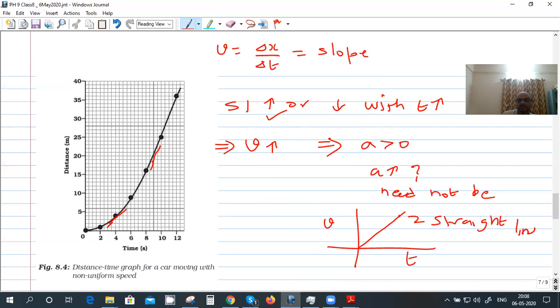Suppose velocity with time is changing in a straight line fashion. In this case, what is acceleration? Yes, the acceleration is the same. Acceleration is delta v by delta t, right? It's 2 m/s². So this is equal to the slope of the vt curve.